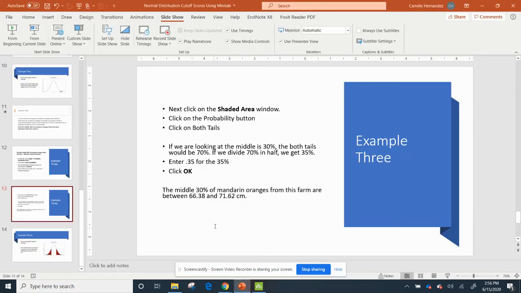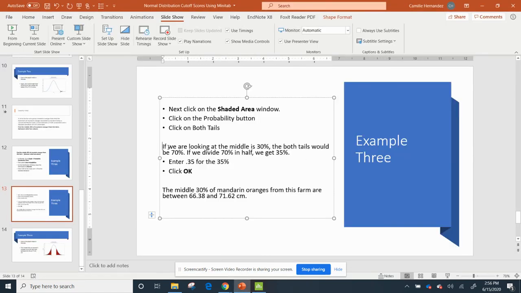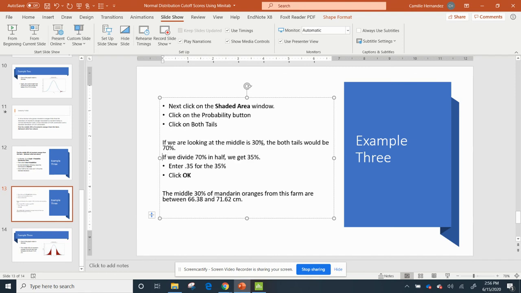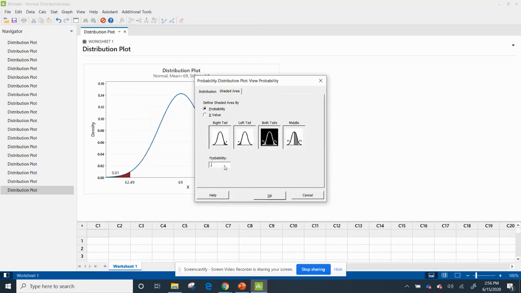What I'm going to do, and I explain it here: if I'm looking for my middle 30%, which is the area in red, then that would mean both tails would total 70%. 30% in the middle means I have a remaining 70% in the tails. What if I want to find the left tail or the right tail? To do that, if I divide 70 in half, I get 35 for each tail. I'm going to be really careful: I've got 0.35 for each tail. So that's what I'm going to put here, 0.35.